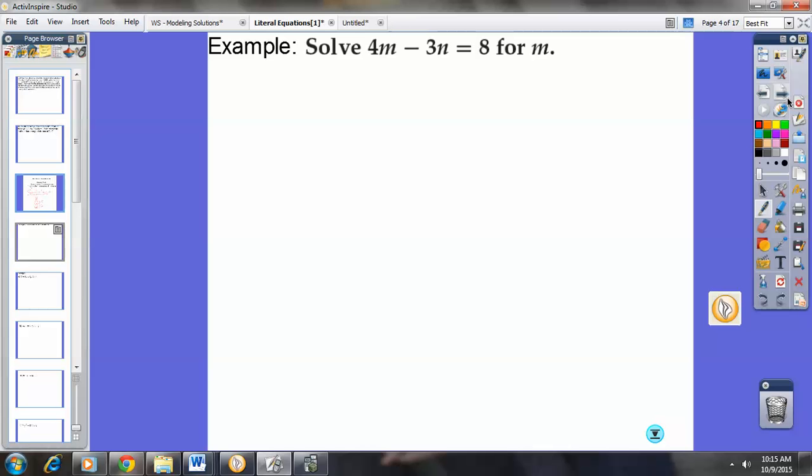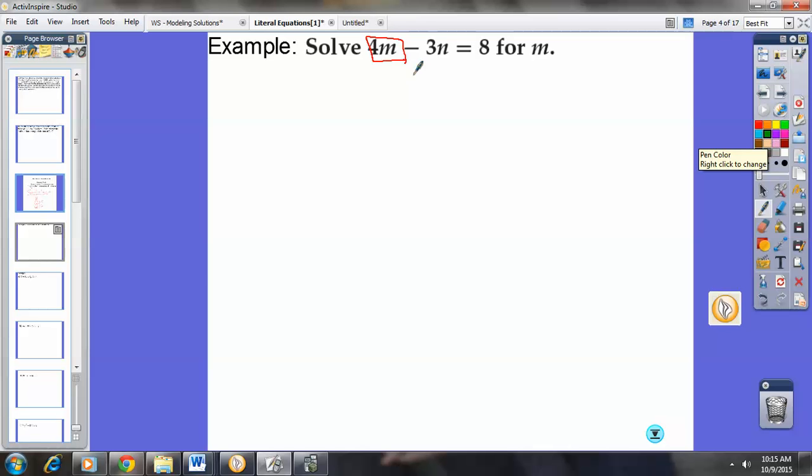So what I want you to do is take your pencil and let's put a box around that 4m. I want to get m by itself, correct? So I'm not even going to touch that term until the very end. That's going to be the last thing I worry about, that 4m. So you guys tell me, what can we do to move minus 3n to the other side?